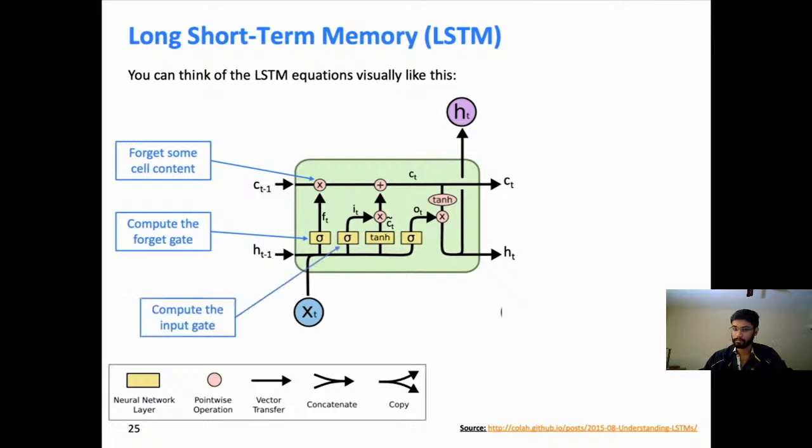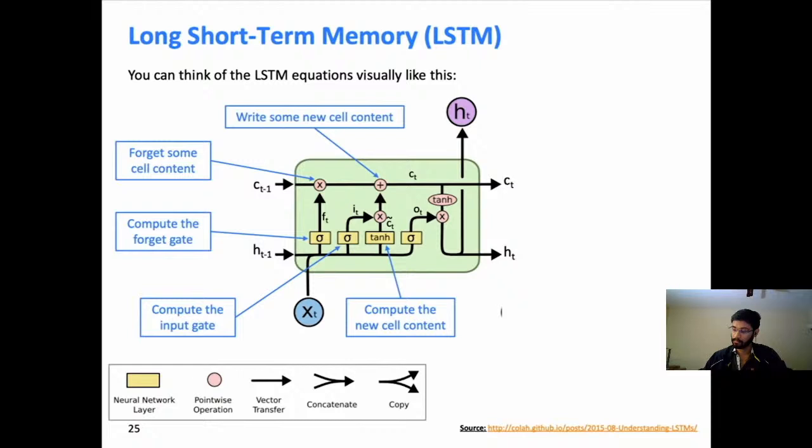Okay, and then after that you can compute the input gate, and that's computed in much the same way as the forget gate. And then you use the input gate to decide which parts of this new cell content get written to the cell, and that gives you the cell c_t.